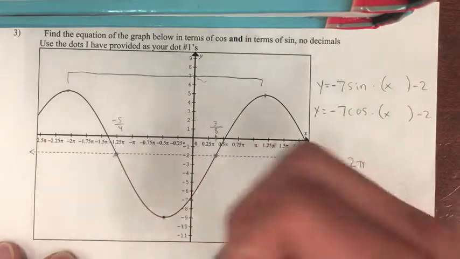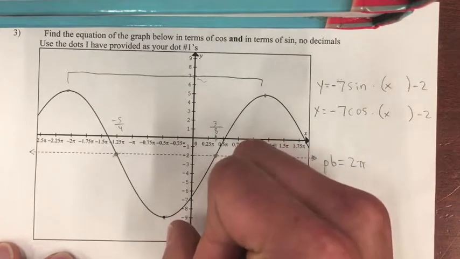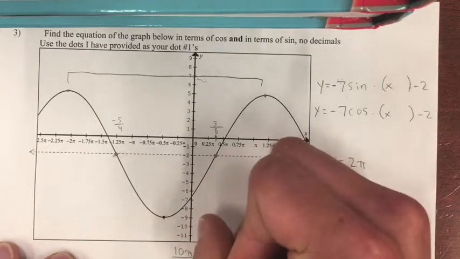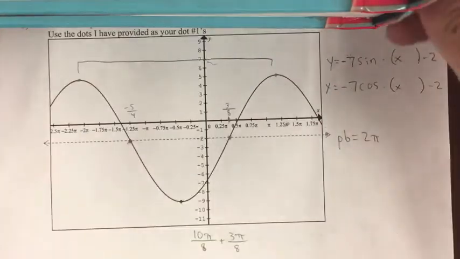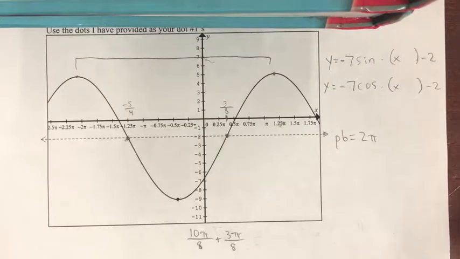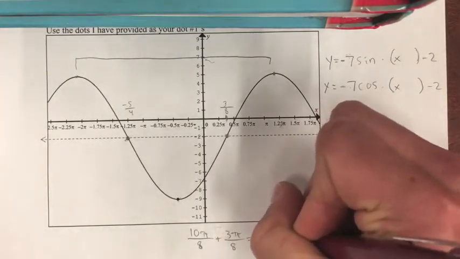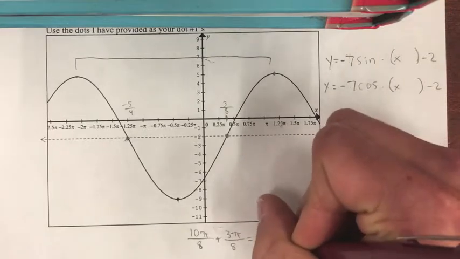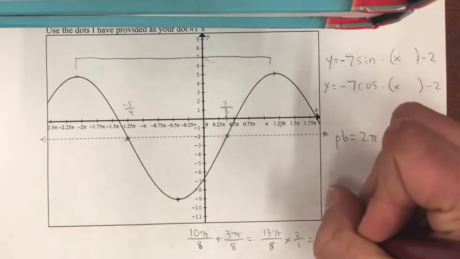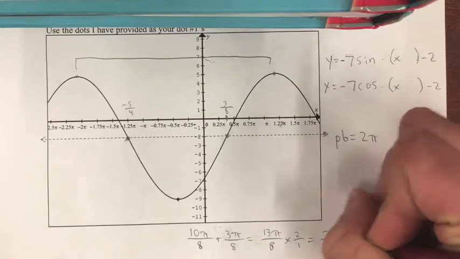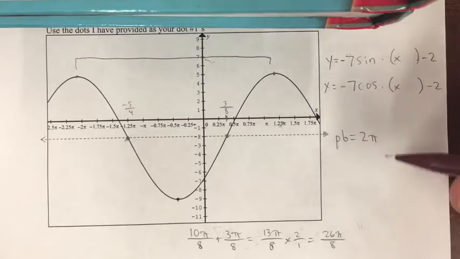So 5 pi out of 4 can be written as 10 pi out of 8, just so we can get the common denominator, plus 3 pi out of 8, equals 13 pi out of 8. So we just found half of the cycle. To get a full cycle, we'll multiply that by 2, and we get 26 pi over 8. So now we found one period, or one cycle.